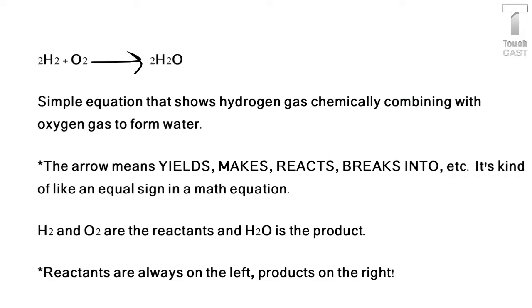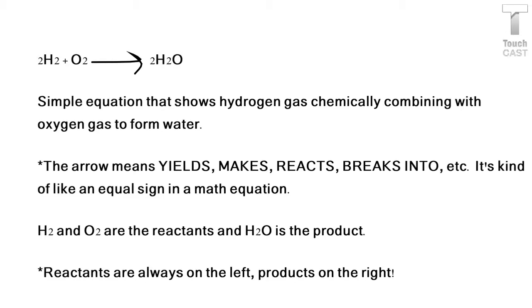So here's a very simple chemical equation. 2 molecules of H2 or hydrogen gas combine together with 1 molecule of oxygen gas to give us 2 molecules of water, or 2H2 plus O2 yields 2H2O. This is just a simple equation to show us that hydrogen gas and oxygen gas are going to chemically combine to form liquid water. You'll notice that there is this arrow.